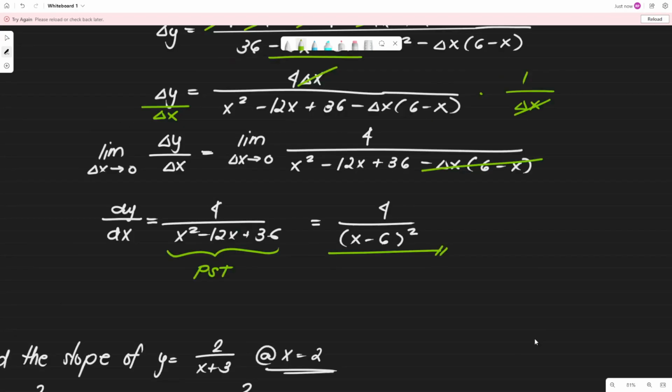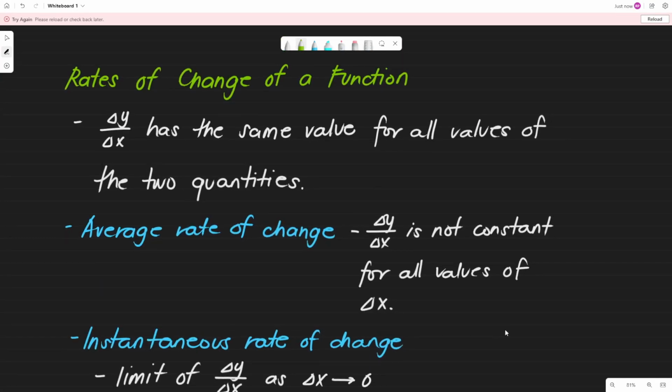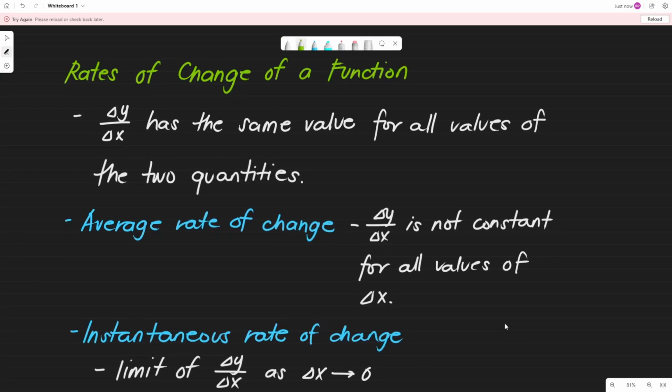Okay, so next, no? So, let us discuss the final part of our topic. So, we have the rates of change, no, of a function. So, if we have delta y over delta x, so yun yung change natin, has the same value for all values of the two quantities, no? So, meaning, same yung changes, no? In respect to the different references na ginagamit natin for both quantities, kung ano man yung kinukuha natin. Average rate of change, so yung change na tinutukoy natin is not constant for all values of x. Yung ratio natin is not constant for all values of x. Okay, so that's the average rate of change.